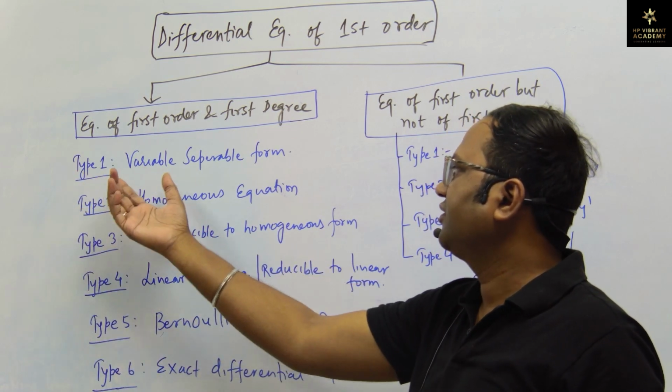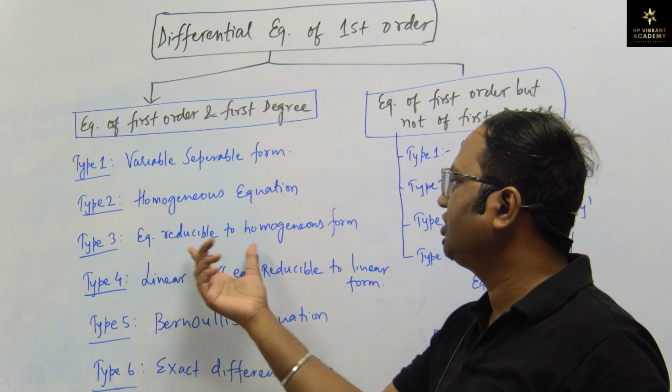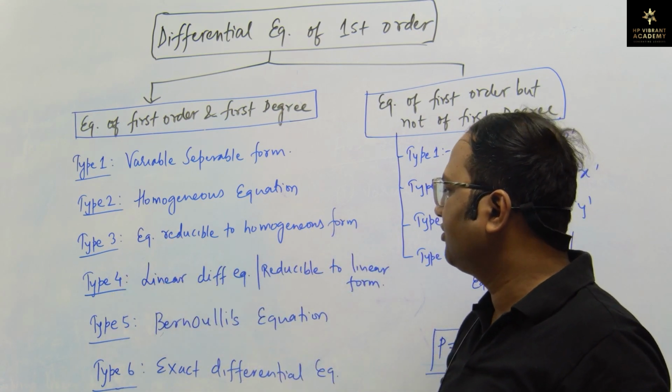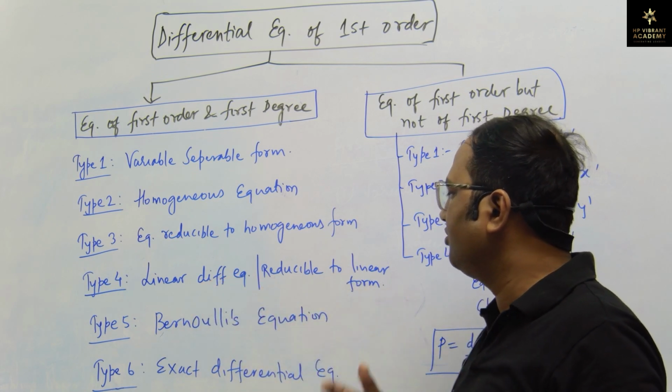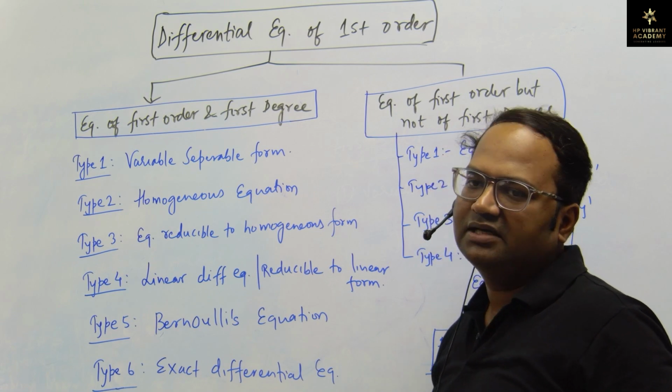The first one is variable separable form, second one is homogeneous equation, third one is equation reducible to homogeneous form, and type 4 we have linear differential equation, and under this we study reducible to linear form. Type 5 we have Bernoulli's equation, type 6 we have exact differential equation.